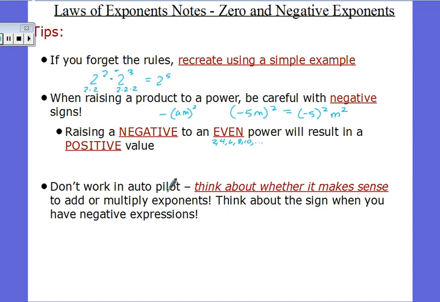Don't work on autopilot. Really make sure that you think about whether or not your answer makes sense and whether or not it makes sense to add or multiply based on what your expanded form is. Also think about your signs when you have negative expressions. Be very careful with those. Okay, so go ahead and try your practice. Let us know if you have any questions.